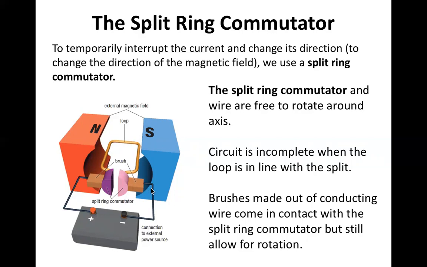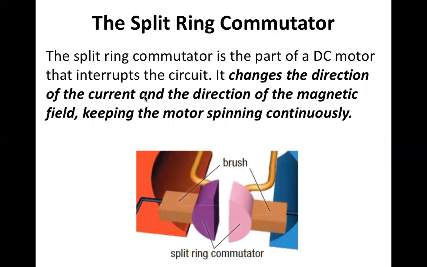The brushes stay with the wires, so they stay in place, but allow there to be physical contact between the wires and the split ring commutator. The split ring commutator is part of the DC motor and interrupts the circuit. It changes the direction of the current and the direction of the magnetic field, keeping the motor spinning continuously.